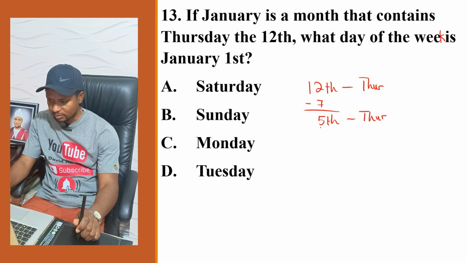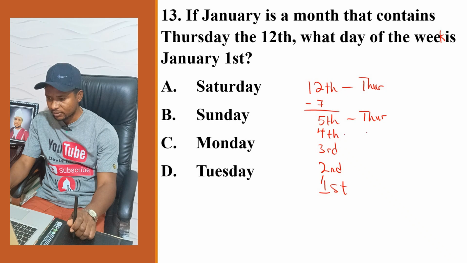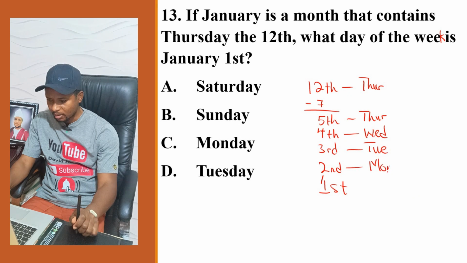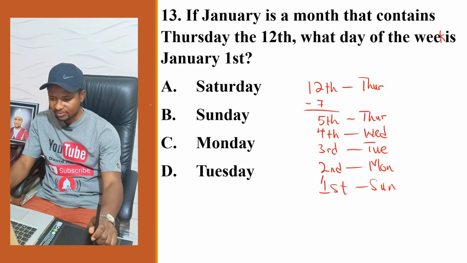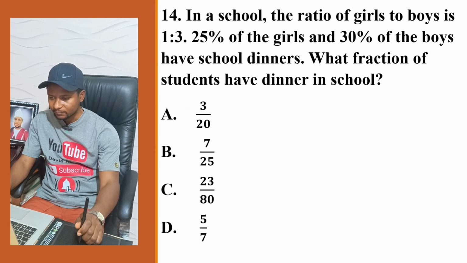Now, since 5 is now up to 7, we can just take our time to write it out, which is the 4th, the 3rd day, the 2nd day, and the 1st day, which is where we're going. So if this is Thursday, this will be Wednesday, and this will be Tuesday, and this will be Monday, and then the 1st will be Sunday. So our answer is what? Sunday. Moving on. 14. In a school, the ratio of girls to boys is 1 to 3.